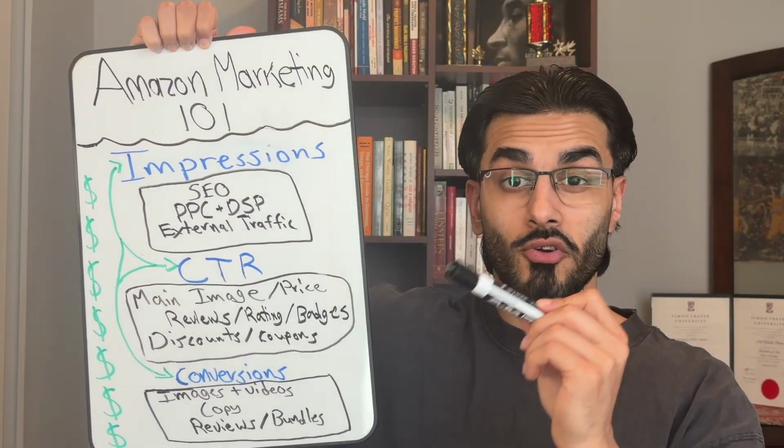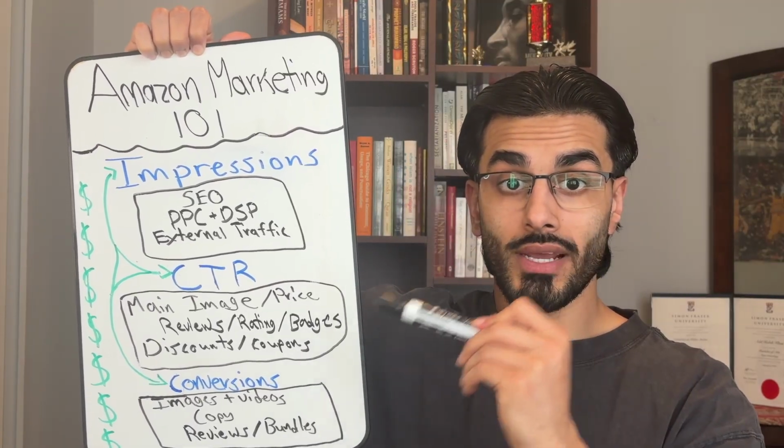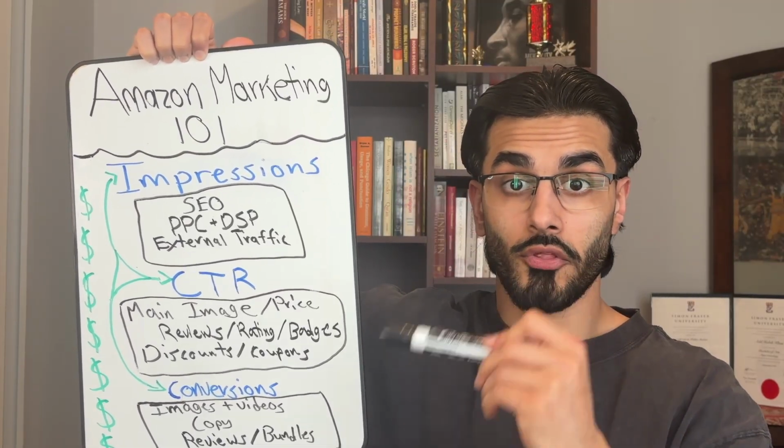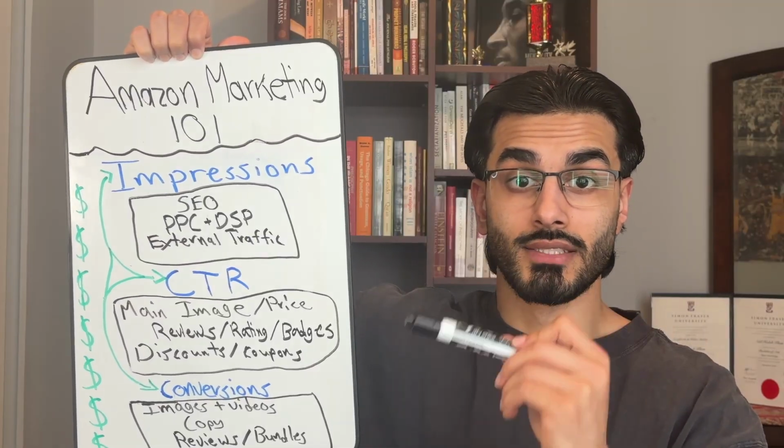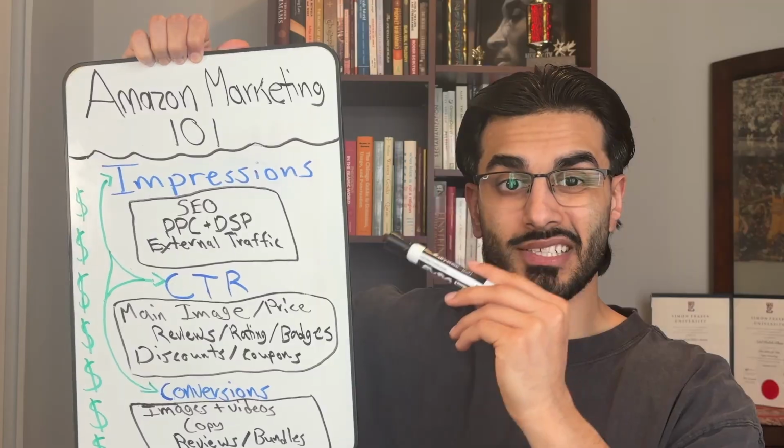So if your sales aren't growing on Amazon, one of these things isn't working. You have low impressions, low click-through rate, or low conversions, or it's a combination of all three. And we need to figure out what the solution is. So how do we get more impressions? Pretty simple. SEO, PPC, DSP, external traffic.